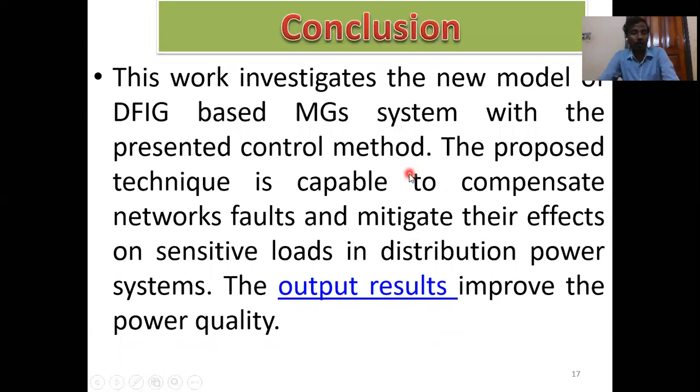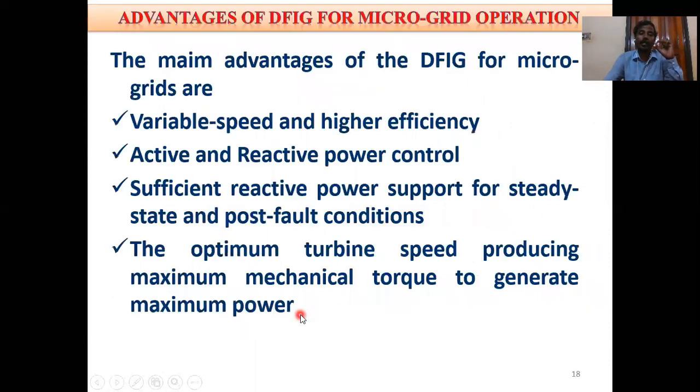And what is the conclusion? This work investigates the new model of DFIG based microgrid system with the presented control method. The proposed technique is capable of compensating network faults and mitigating their effects on sensitive loads in the distribution power system. The output results improve the power quality, mainly power quality improvement.